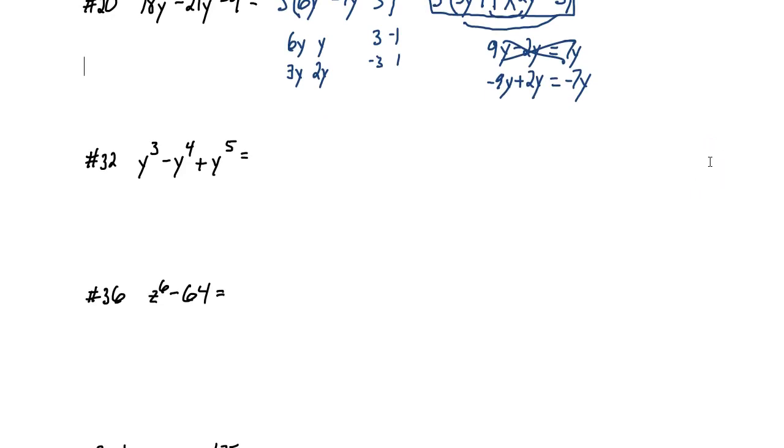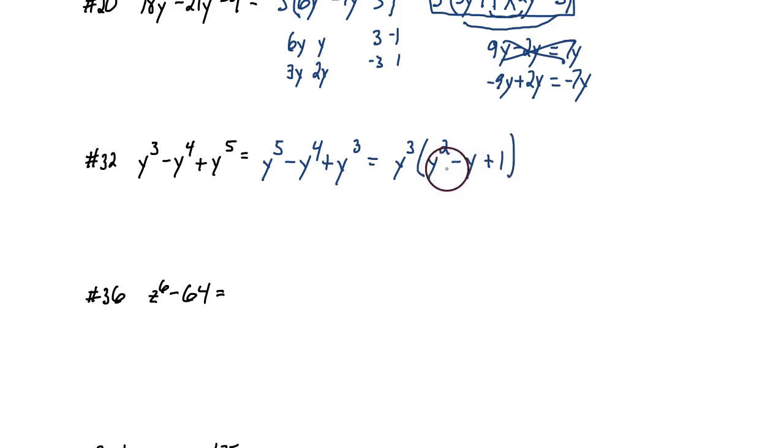Number 32 is not in standard form. The terms are not in the right order. So let's rewrite and put them in decreasing order. There is a greatest common factor. All of the terms can be divided by y to the third power. Y to the third times what makes y to the fifth? We need y squared. Y to the third times what makes negative y to the fourth? We need a negative y. Y to the third times what makes positive y to the third? We need a plus 1.